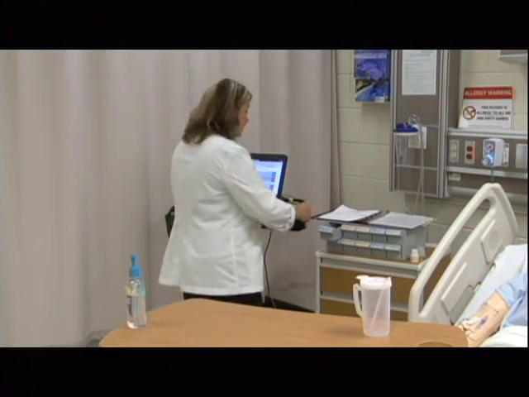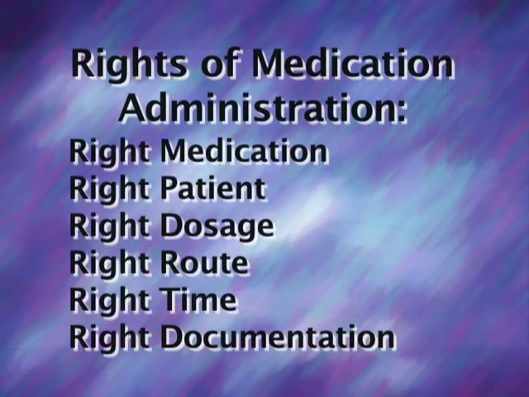And the things that I need to be checking the medications for, I would need to be making sure that this is the right medication, that it's the right dose of the medication, that I'm going to be administering it by the right route, I'm giving it at the right time. I would reconfirm my patient before I give the medication, and finally at the end I would be doing the right documentation. Those are the main 6 rights of medication administration.